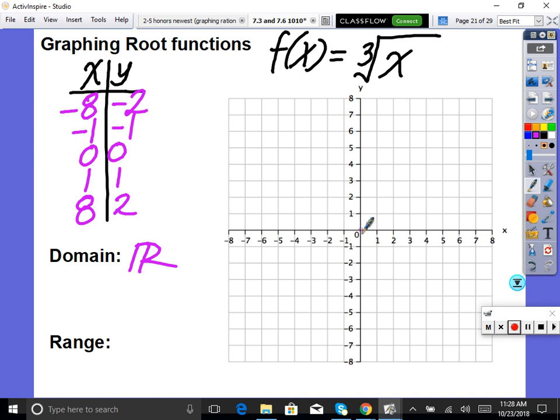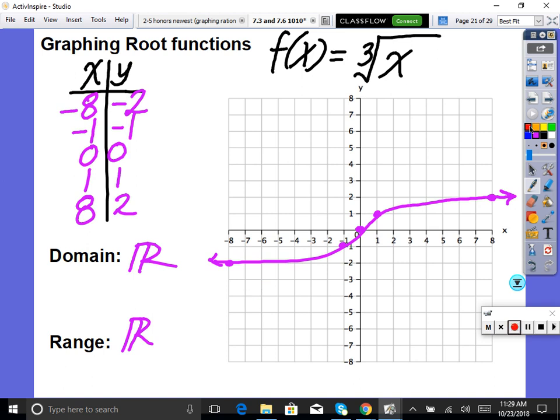So I plot it: 0, 0, 1 up 1, negative 1, negative 1, over 8 up 2, over negative 8 down 2. So it's a snake, right? Cube roots are snake graphs. So then my range on this one, guys, would also be all real numbers. It's growing down and up forever. It's growing left and right forever.